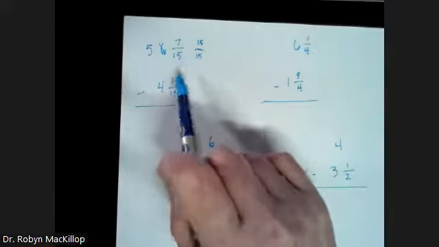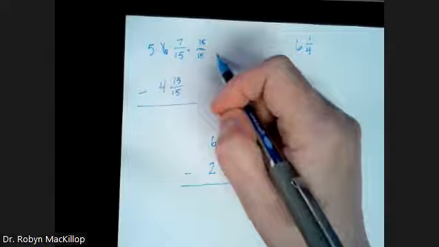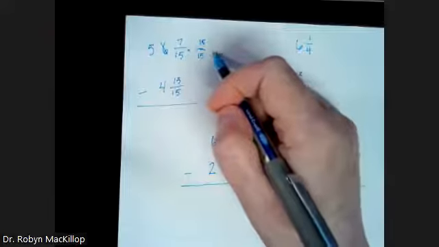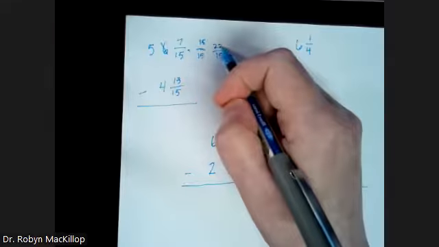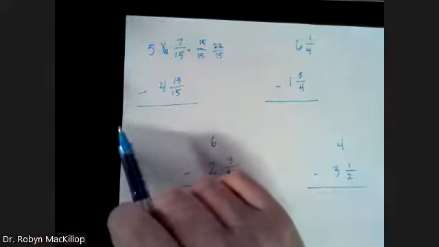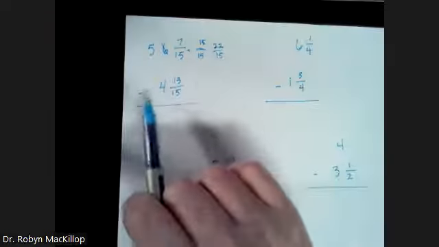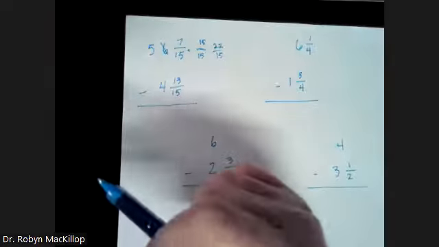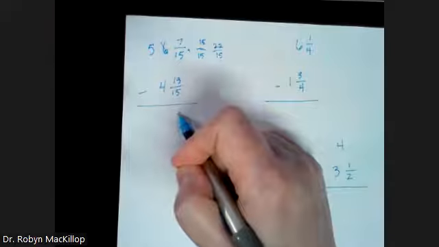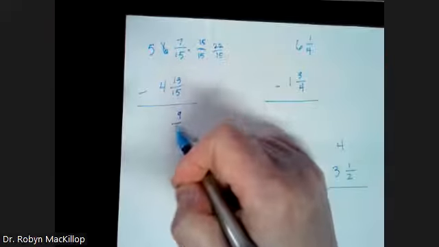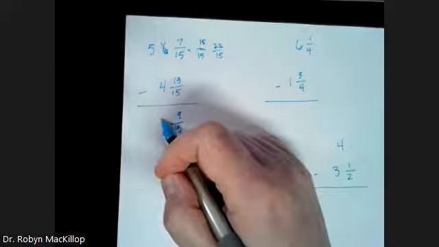All right, now we need to add these two fractions together. And that is 15 on the bottom, 15 and 7 on the top is 22. So our new problem is 5 and 22/15 minus 4 and 13/15. So 22 minus 13 is 9 over 15. And 5 minus 4 is 1.